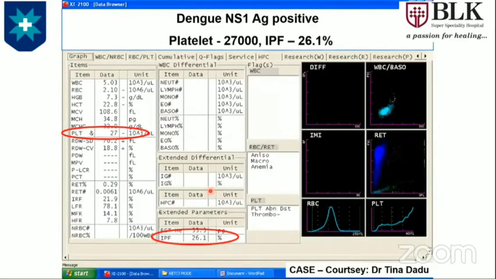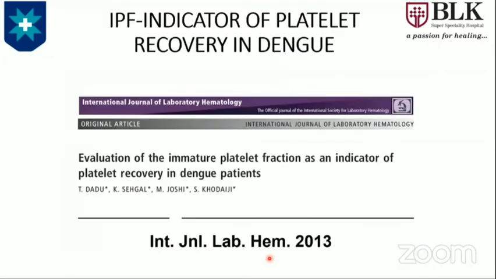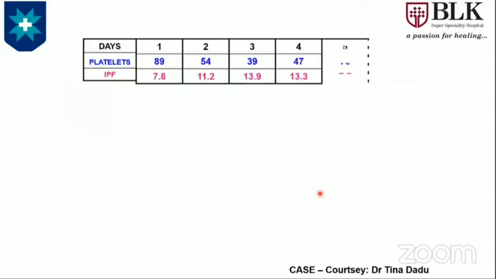And just to show you this one case, which is a case of dengue, this was shared by my colleague, Dr. Tina, where the platelet count was low and the IPF was high, indicating that the marrow is trying to produce platelets. And therefore, what we did eventually was do a study. In fact, she also published one of her studies from Hinduja Hospital, which is available in the International Journal of Laboratory Hematology, wherein the group went on to say that the evaluation of immature platelet fraction was actually an indicator of platelet recovery in dengue patients. And this is how the entire thing panned out.